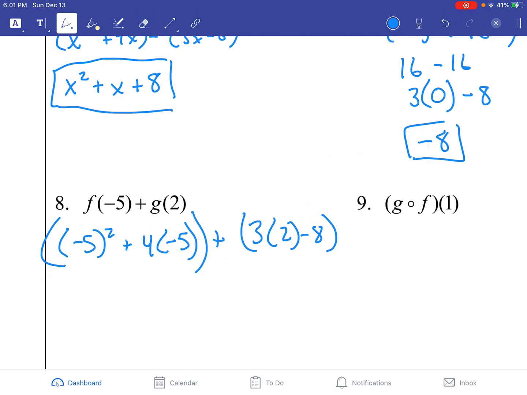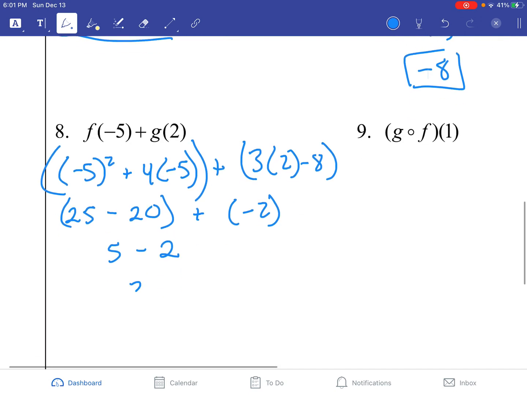So in the first part, we have negative 5 squared is 25, plus 4 times negative 5 is negative 20, so I'm just going to put negative 20 down. All right, I'm going to keep those parentheses there. Plus 3 times 2 is 6, minus 8 is negative 2. All right, 25 minus 20 is 5, plus negative 2 is just minus 2, which gives us 3.